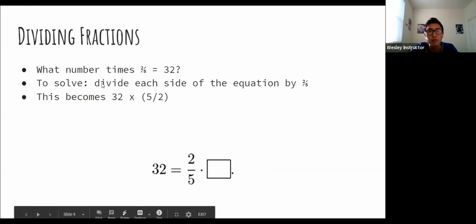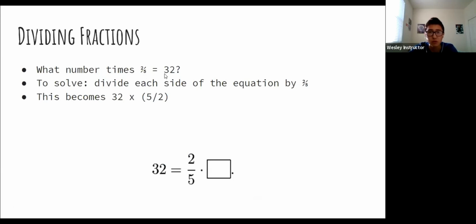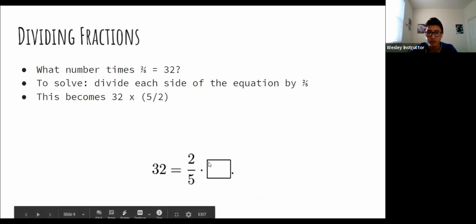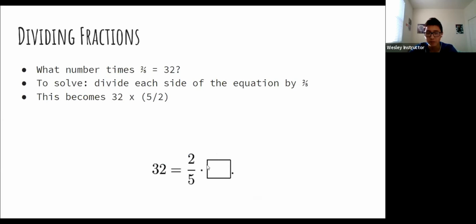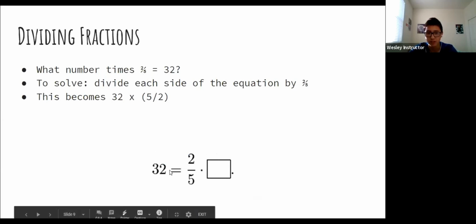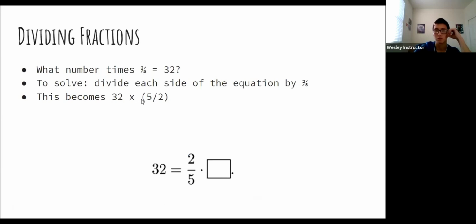All right, so what number times 2/5 equals 32? This is what you guys are gonna do in algebra. You are gonna try to find any number in the equation, not necessarily just the answer, such as 32. You are gonna have a missing term here, and you are gonna have to try to solve it. So to solve this one, divide each side of the equation by 2/5.